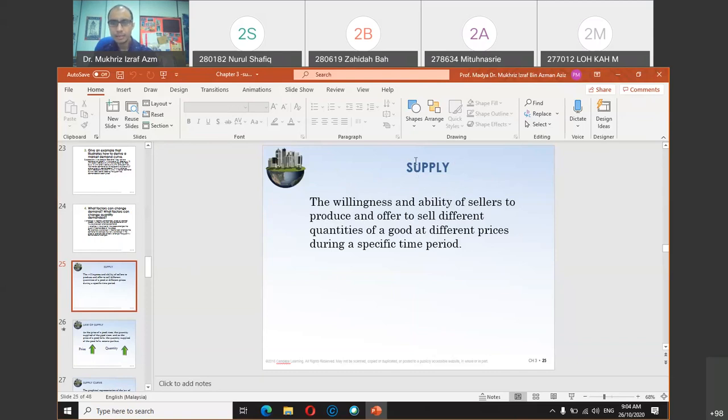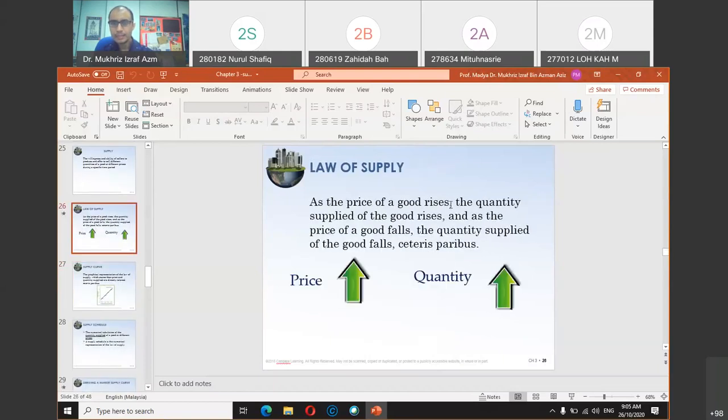So study those questions. For supply, it relates to the producer; demand, of course, is for us consumers. Supply is the willingness and ability of sellers to produce and sell at different prices at a specific time. The time meaning, at one particular time period, you have different prices for one particular good. And the relationship between price and quantity supplied is positive, meaning when the price increases, the quantity supplied will also increase.